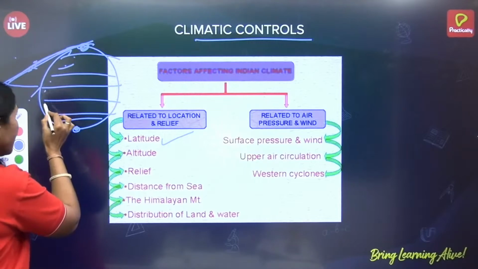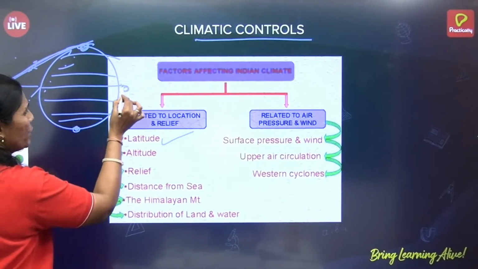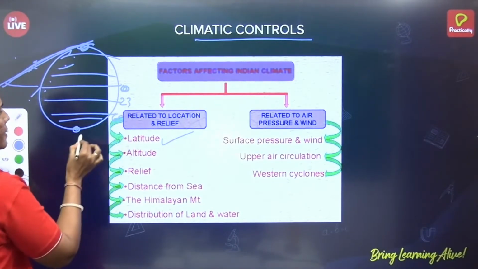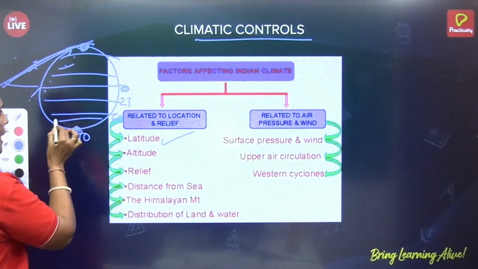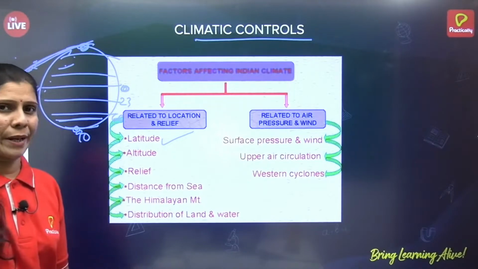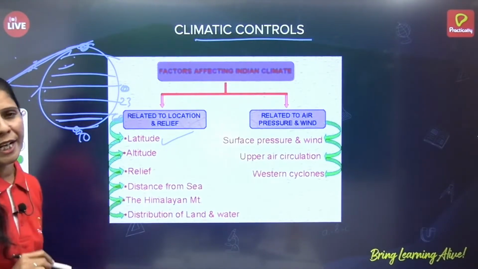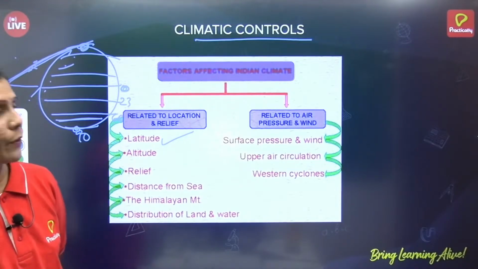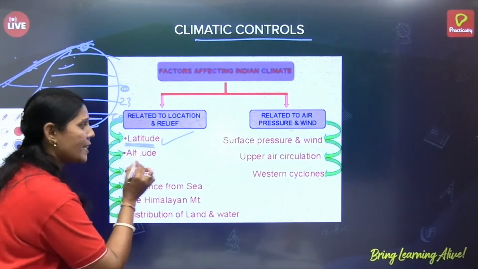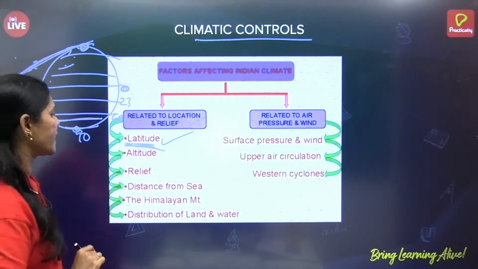As the latitude increases, how is it increasing? This is 0, this is 23, this is 66, and this is 90. That means the latitude number is increasing. As the latitude increases, temperature decreases. Please note this point: as the latitude increases, temperature will decrease. So that means latitude is influencing the climate. It was the first factor influencing the climate.